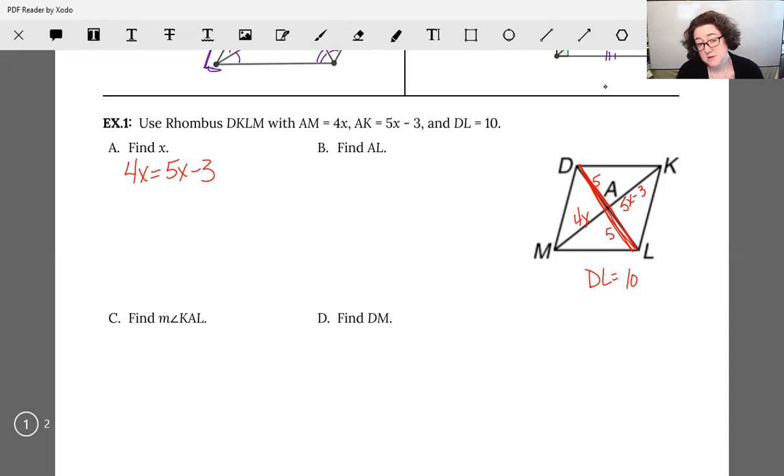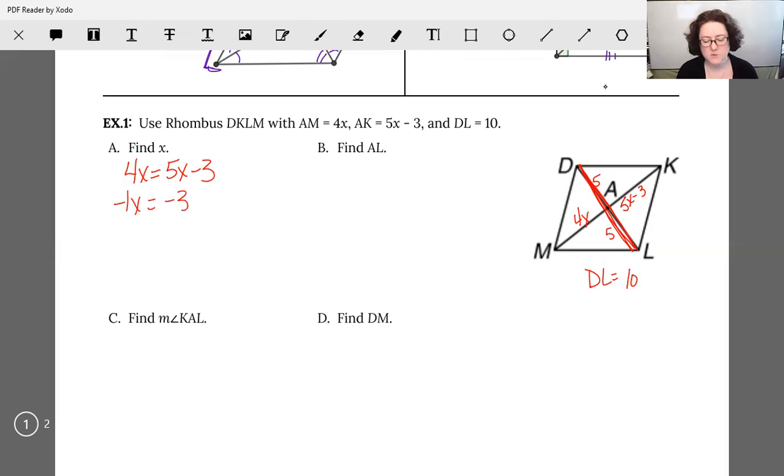So then all I need to do is combine my like terms. The way I wrote it out though, I don't really want to lose the left-hand side of the equation. So let's actually go ahead and subtract a 5x from both sides. Now it's going to look a little weird because what's 4 minus 5? Negative 1. So I have a negative 1x equals negative 3.